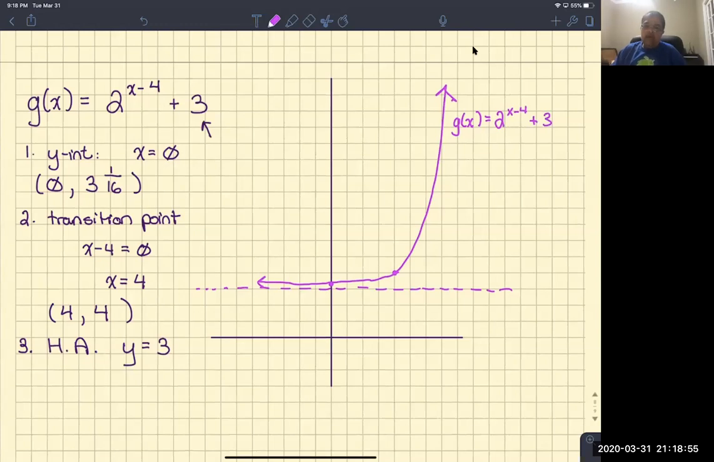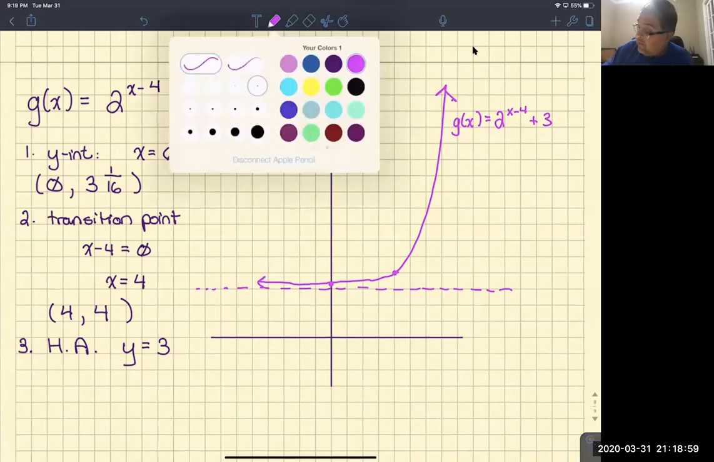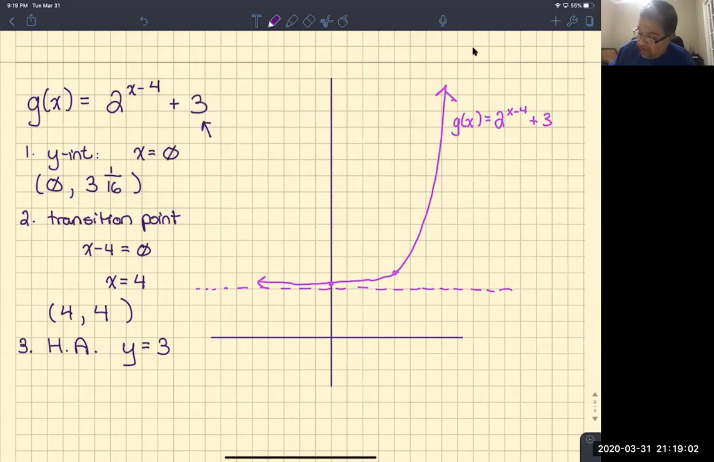Okay, now, a couple other things. Domain and range. So the domain, your collection of inputs or your x values for all exponential functions, is all real numbers, always. So the domain for any of my exponential functions is all real numbers.